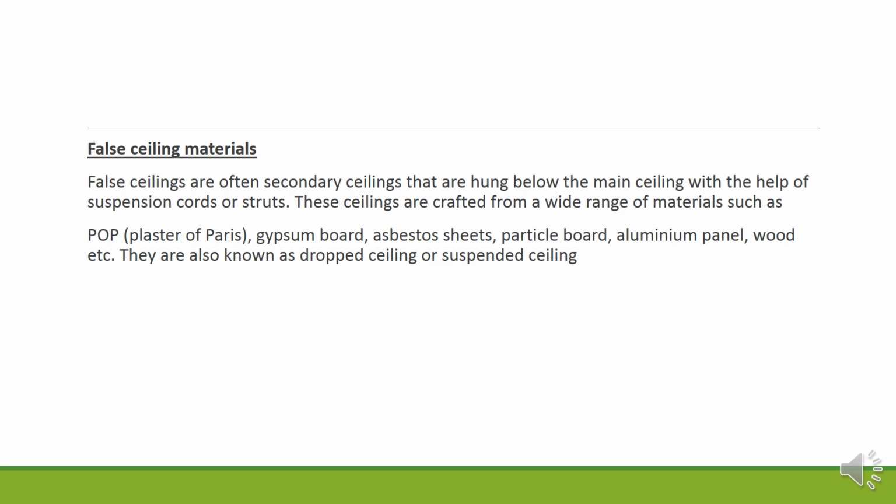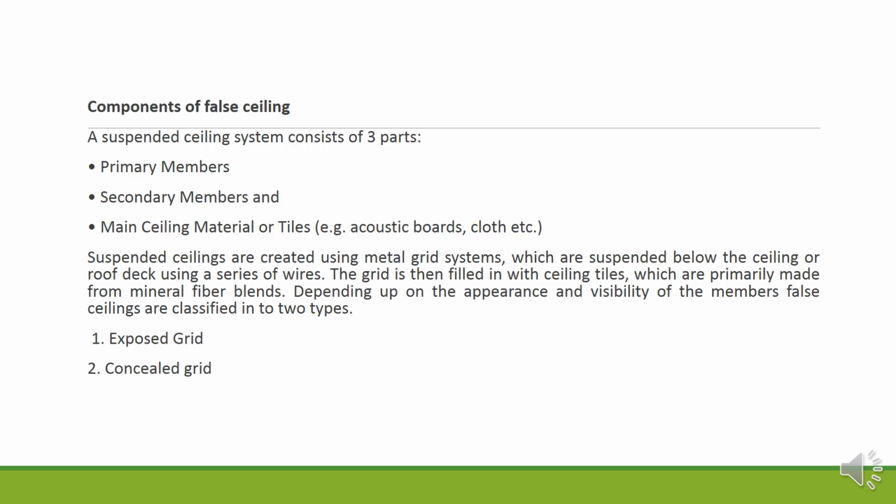So next we will see the false ceiling material. False ceilings are often secondary ceilings that are hung below the main ceiling with the help of suspension cord or stud. These ceilings are crafted from a wide range of materials such as plaster of Paris, gypsum board, asbestos sheet, particle board, aluminium panel, wood. These are also known as drop ceiling or suspended ceiling. Components of false ceiling: the suspended ceiling system consists of three parts. One is primary member, secondary member and main member.